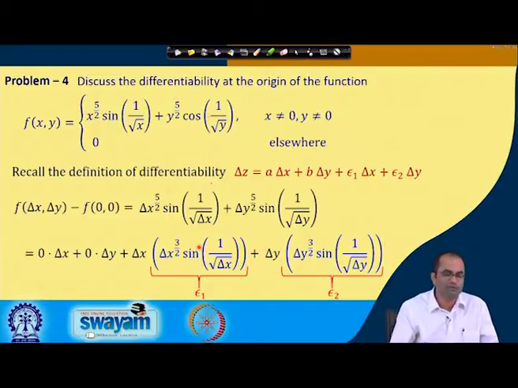So, here it was very easy, directly because of this function, to express it in this form, as delta z is equal to a delta x plus b delta y plus epsilon 1 delta x plus epsilon 2 delta y, and then we have proved that this function is differentiable.